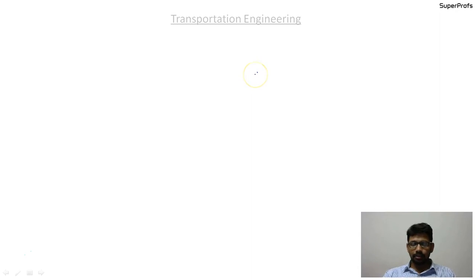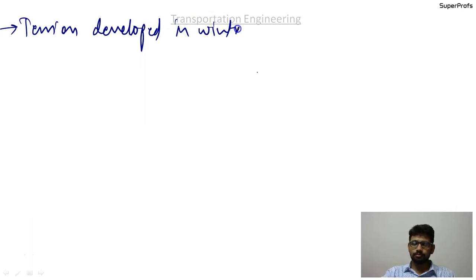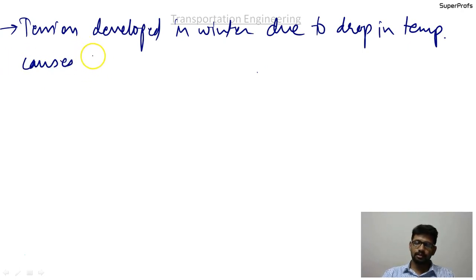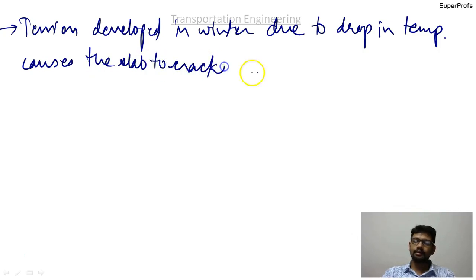Okay, so you can make a note that tension developed in winter due to drop in temperature causes the slab to crack in the middle, since it is a tensile crack. So please write down: tension developed in winter due to drop in temperature causes the slab to crack in the middle.